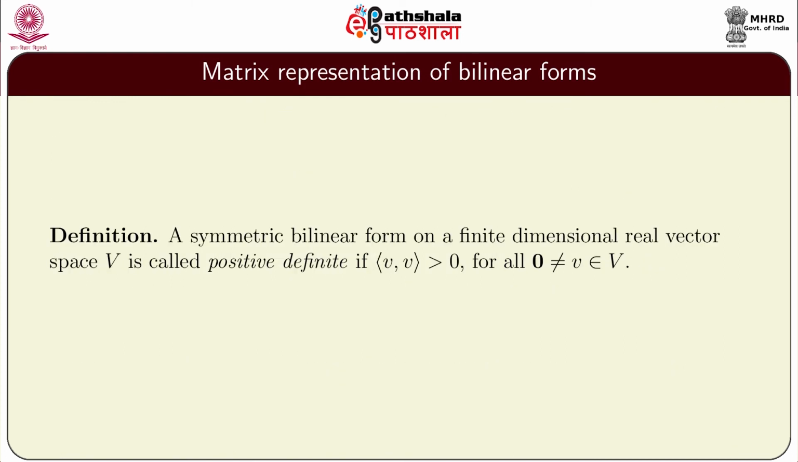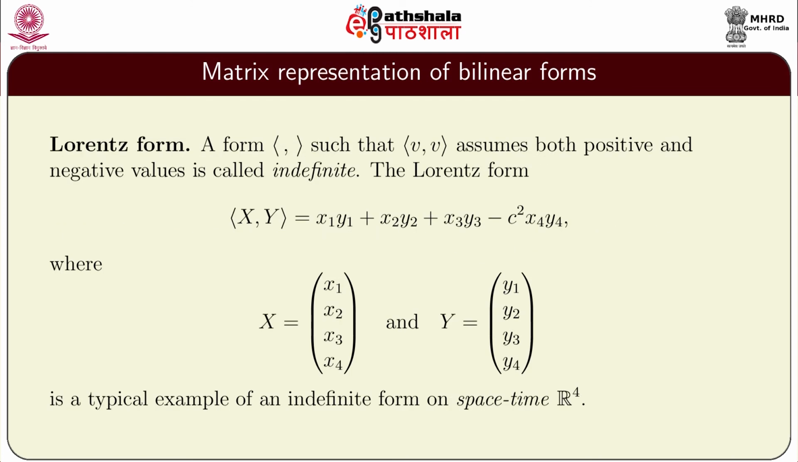Definition: a symmetric bilinear form on a finite dimensional real vector space V is called positive definite if the inner product VV is positive for all non-zero vectors V in the vector space V. And this is an interesting example of the so-called Lorentz form, which is a bilinear form such that VV assumes both positive and negative values. And such forms are called indefinite.